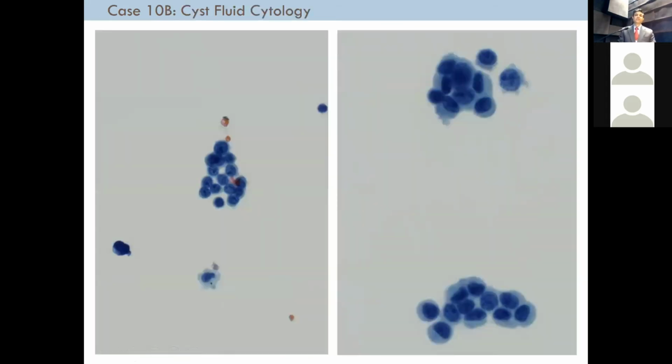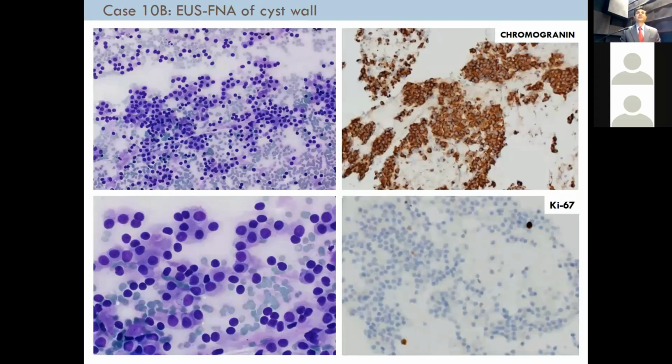The other case, however, showed cells which had much better preserved morphology, and you can actually see the neuroendocrine pattern and the chromatin. However, what made the difference in this was the fine-needle aspiration of the cyst wall that showed this classical morphology of a well-differentiated neuroendocrine tumor with plasmacytoid type of cells, and positivity with chromogranin. It had less than 3% of the cells that were positive for Ki-67, which is consistent with a well-differentiated neuroendocrine tumor grade 1.